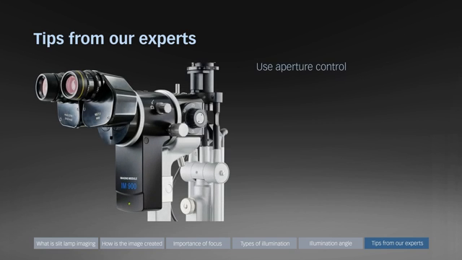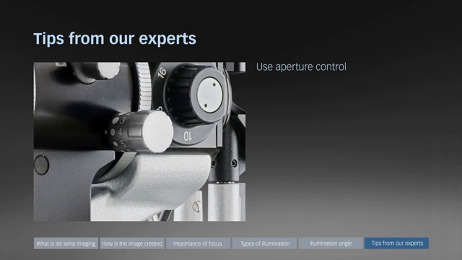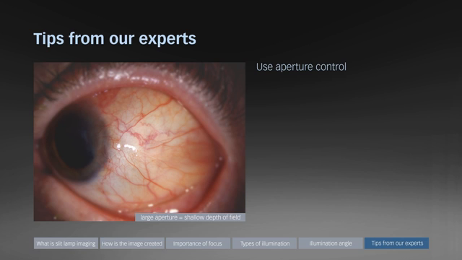Use aperture control. The Haag-Streit IM900 imaging module provides aperture control. Use a large aperture if little light is available and a small aperture if deep depth of field is required. Here an example of an image with shallow depth of field. Here the same eye with deep depth of field.